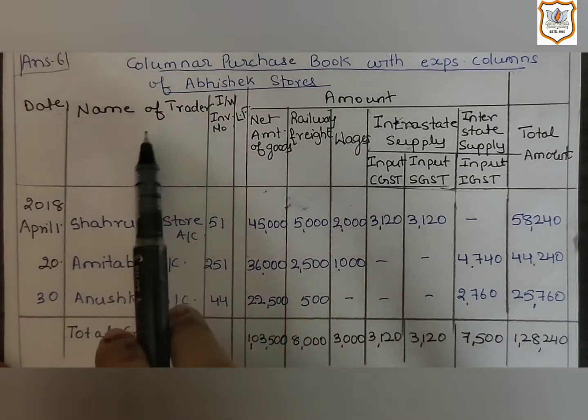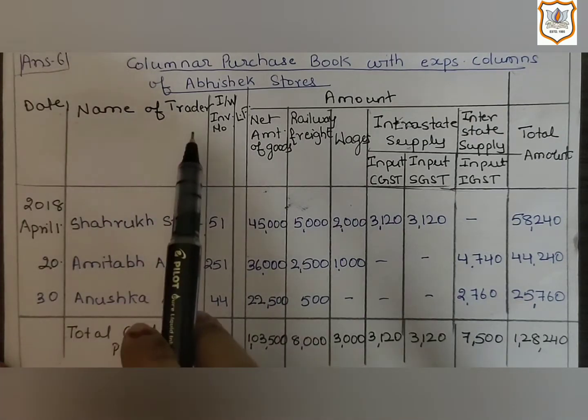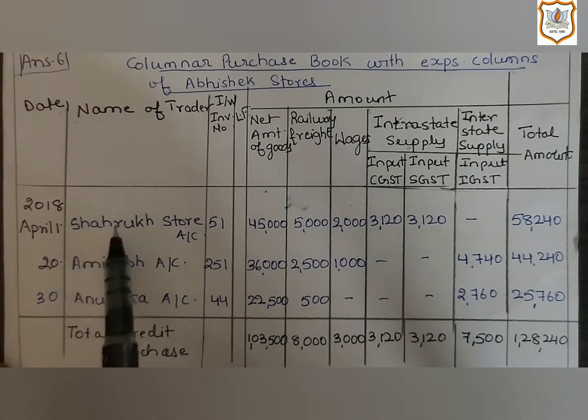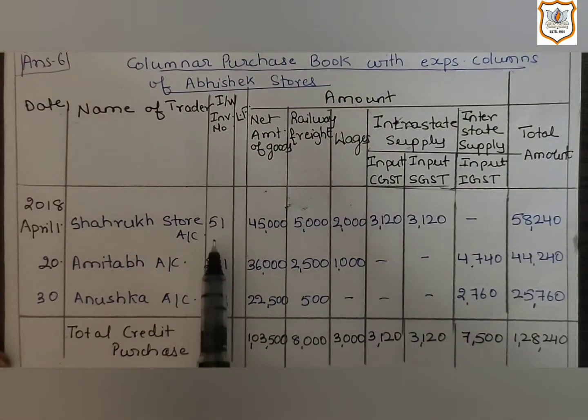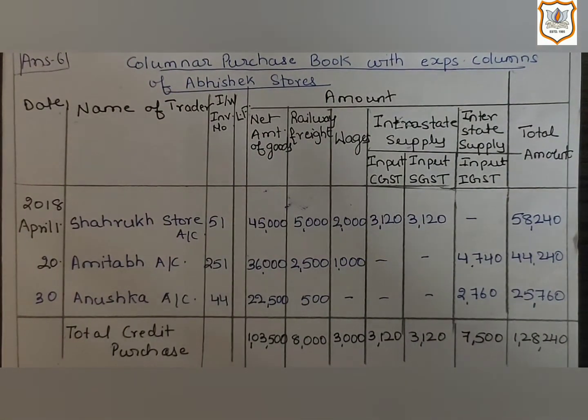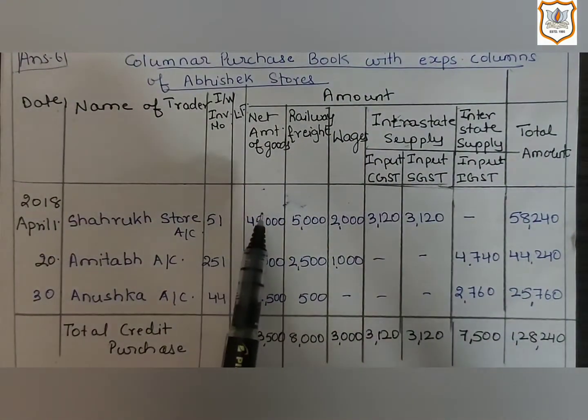Then the name of the trader or supplier. Here the supplier is Shahrukh store. Then the inward invoice number is also given, that is 51. Now our next column is of goods.